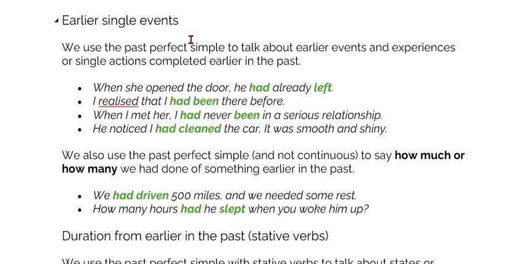We use the past perfect simple to talk about an earlier single event, earlier events and experiences, or a single action completed earlier in the past. We have many examples here that we can read. When she opened the door, he had already left. I realized that I had been there before. When I met her, I had never been in a serious relationship.